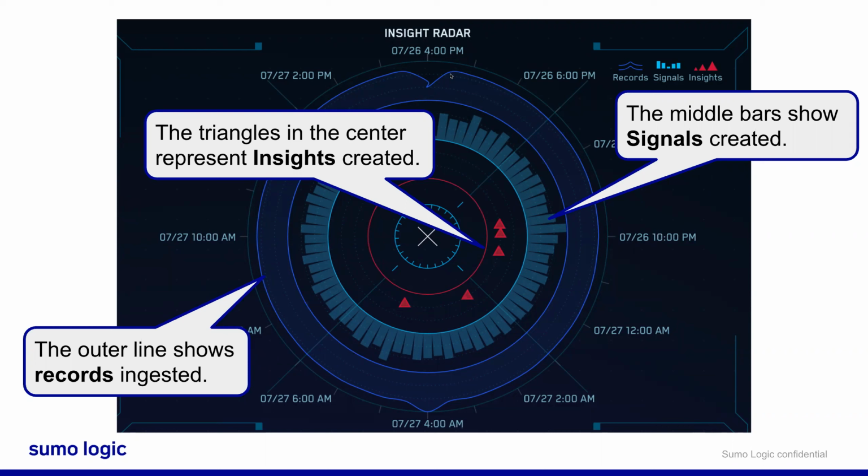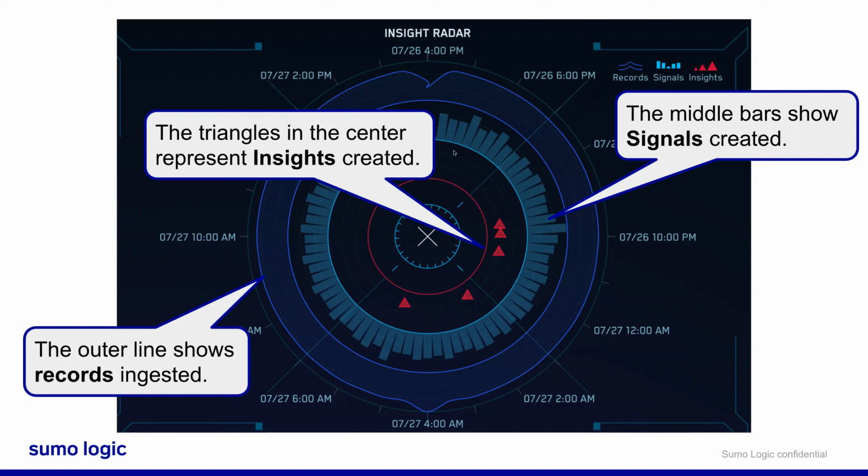So what we see here is there's been a normal amount of records, and then at 4 a.m. there was a bit of a spike of records. These spikes and dips represent the times where more or less records than average were ingested.